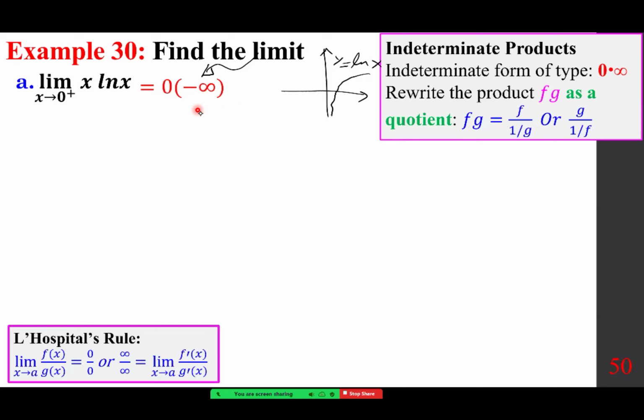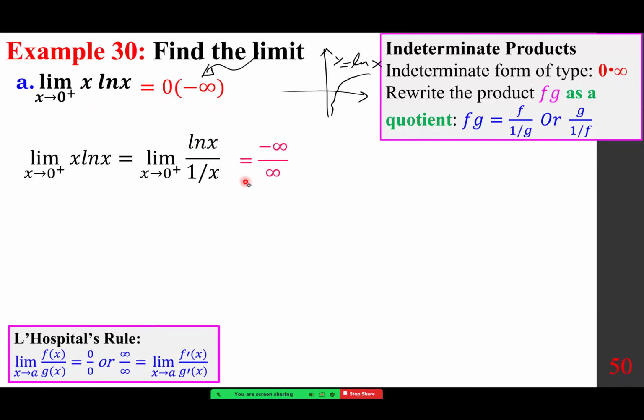That's the concept. So you can take one of them down, and since it's going to be hard to deal with ln x taking it down, we're going to take x down and make it 1 over x. And now if you plug in, this is still negative infinity. Now 1 over 0 from the right is positive infinity. So now you have to go with this format or this format before you can use L'Hopital's rule. Now we can use L'Hopital's rule.